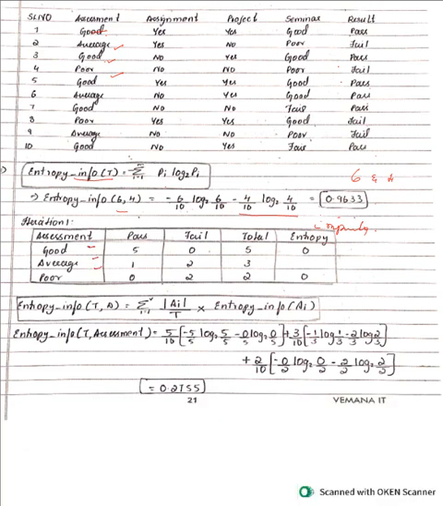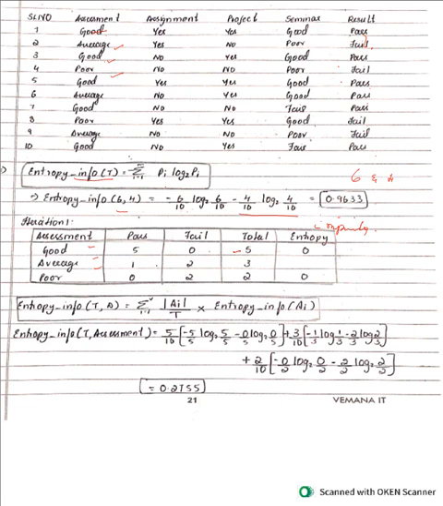Calculate how many are pass and how many are fail just by comparing with the result attribute, that is the target attribute. So for good, you have to compute how many pass and how many fail, and count the total. So for good, pass we have 5 and fail we have 0, totally 5 instances. And for average we have 1 pass and 2 fail, so the total is 3.